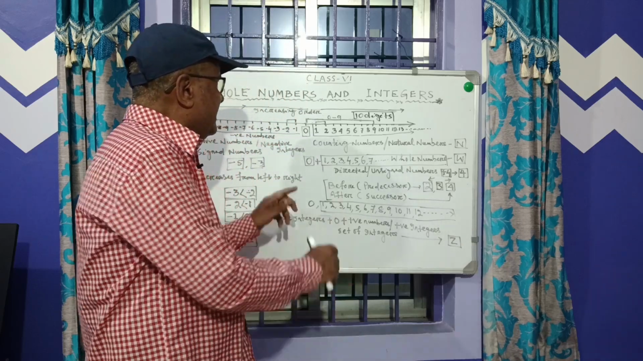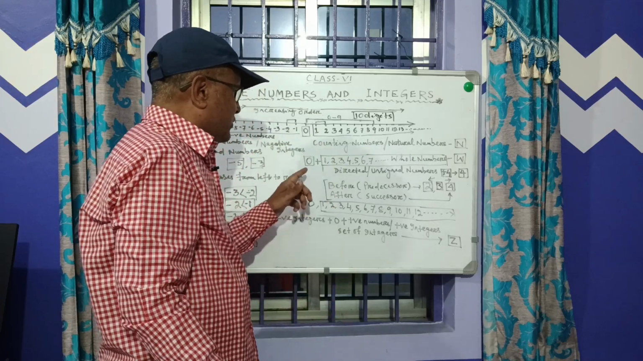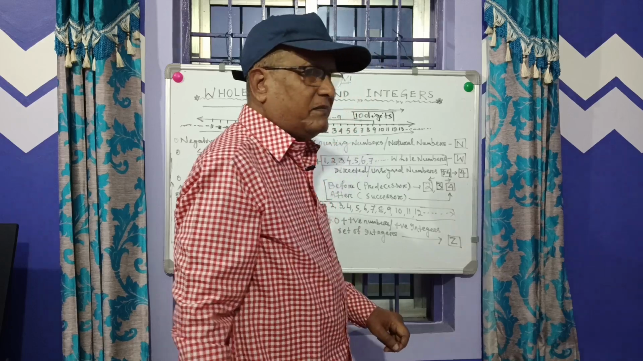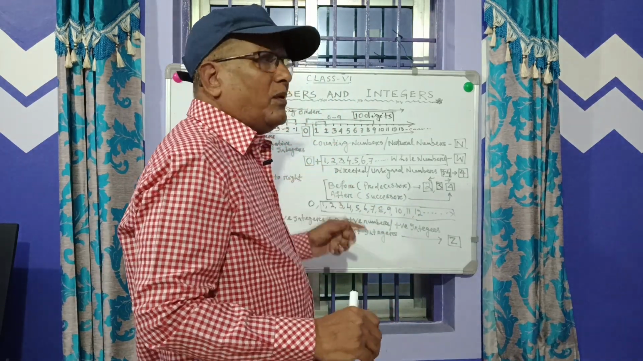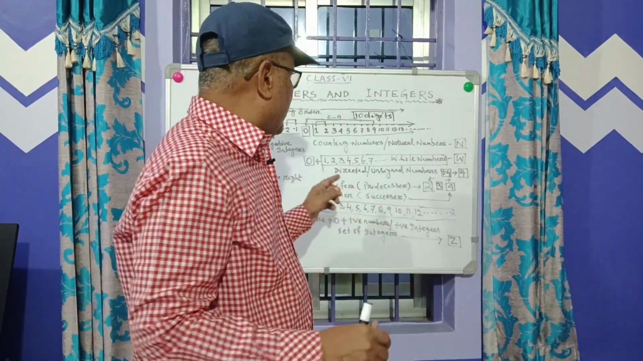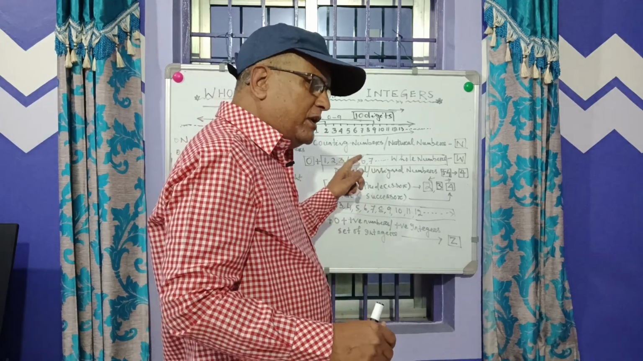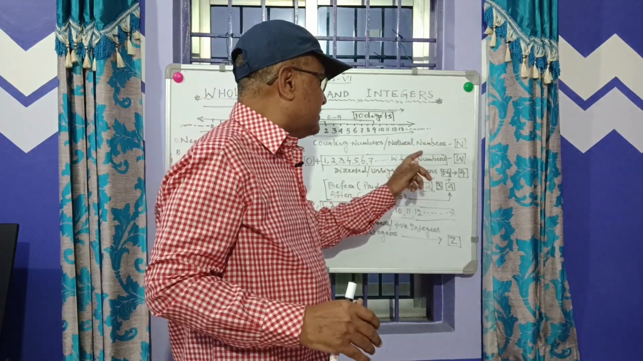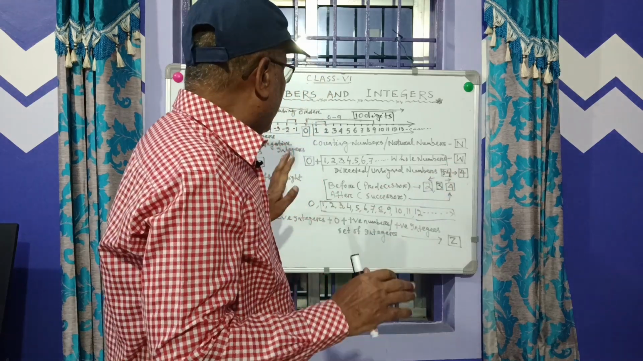But let's include 0 with the set. Let us include 0. So 0 plus natural numbers or counting numbers is called whole numbers. So here 0, what role does it play? It is neither negative nor positive. So 0 including counting numbers or natural numbers is called whole numbers and denoted by the symbol capital W.